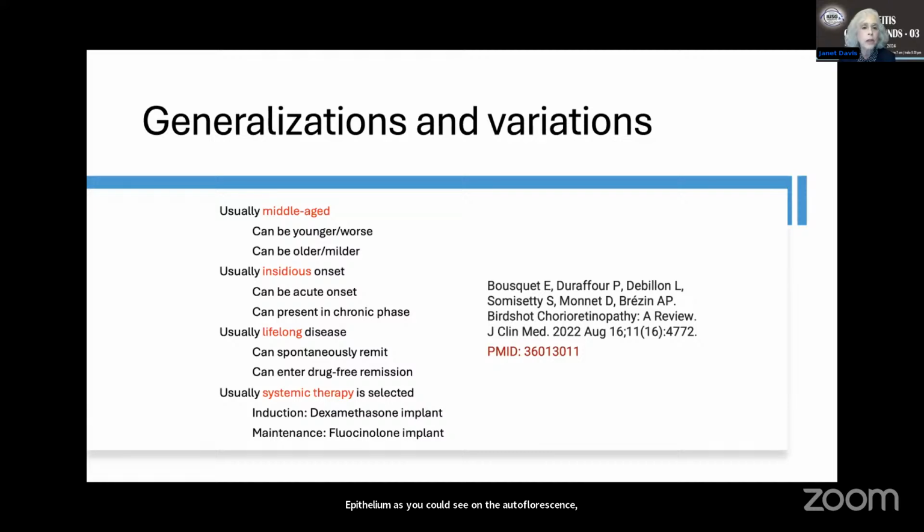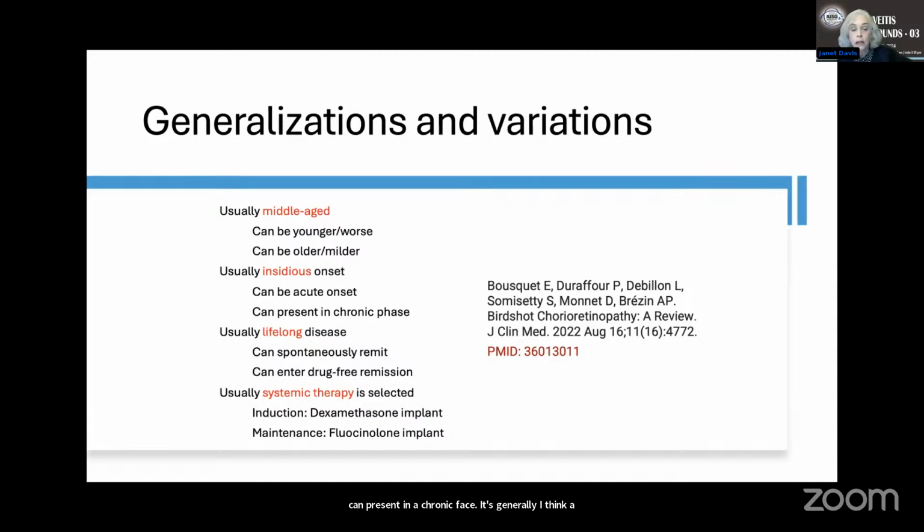So there are some generalizations that can be made about birdshot. It's usually in middle-aged people. I think if a person is younger when they present, like this woman in her 30s, it is worse and more active. If someone comes in with some symptoms for a while, but they're in their 70s, it's usually a much milder presentation. It's usually an insidious onset, but it can be acute, as in the case that Dr. Panby presented. It can also present in a chronic phase. It's generally a very slow disease, except when you have these acute presentations.